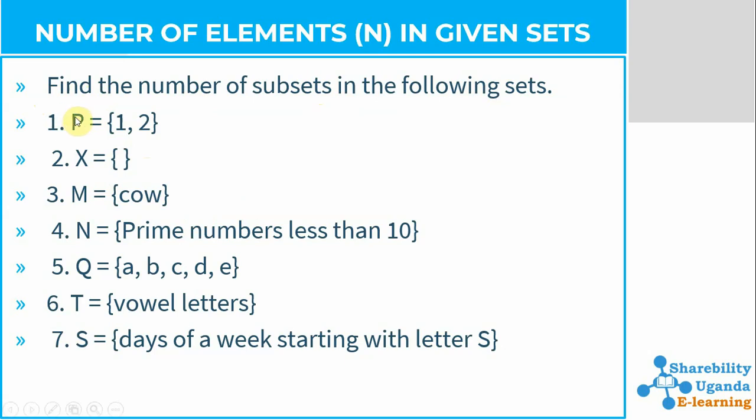Our number one is set P with the elements 1 and 2. Our number 2 is set X with an empty set. Then our number 3 is a set M with a member called the cow. Then number 4 is our set N with prime numbers less than 10. Then another set is Q with A, B, C up to E. Then another set is the set of vowels.